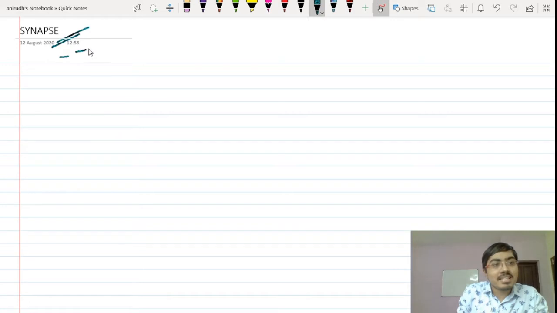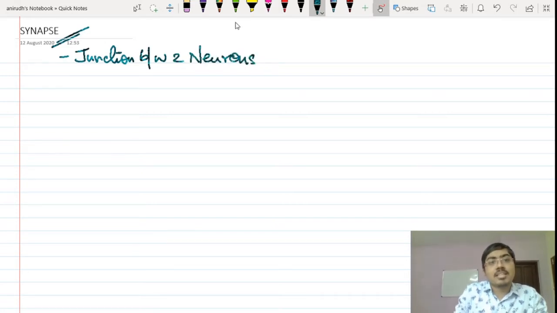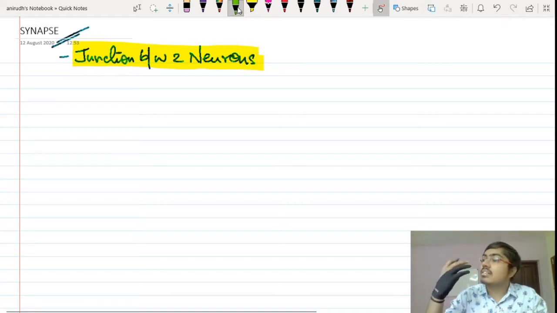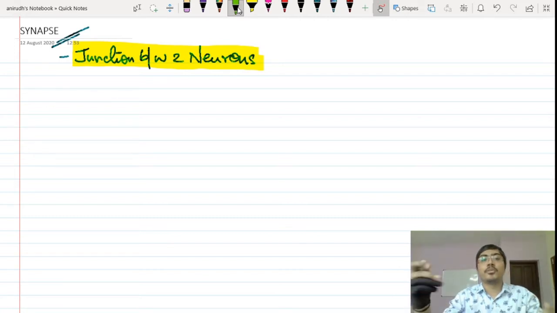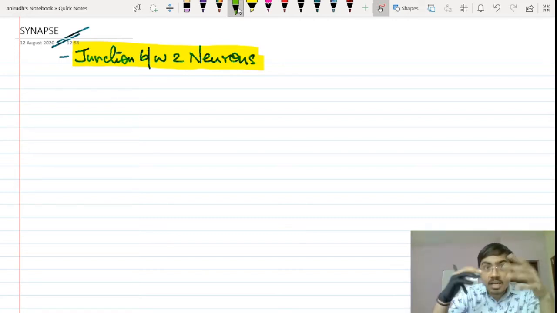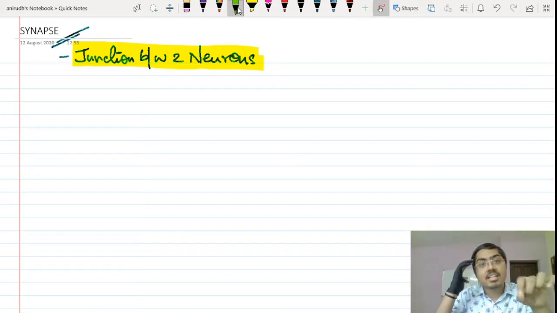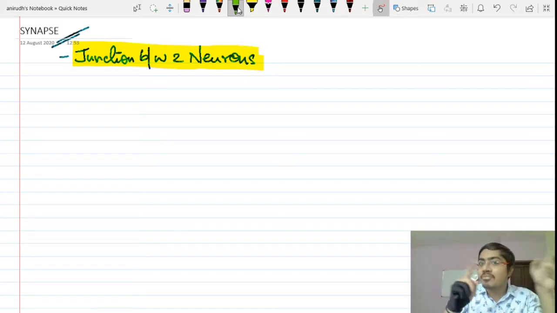Okay, so synapse is a junction. It is a junction between two neurons. As we all know, this is something obvious that we know about synapse just from our school days. Between two neurons, the axonal end of one neuron and the dendrite of the other neuron link together to form a junction to facilitate the transfer of impulses from one neuron to another neuron.